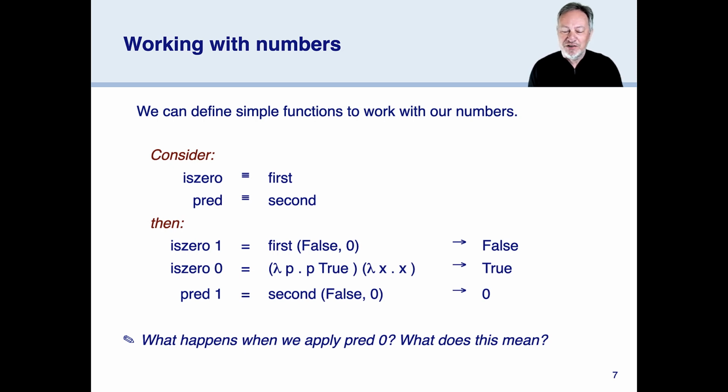Well, the question comes, of course, what happens if we do apply predecessor to 0? Let's save this for the Q&A Zoom session.